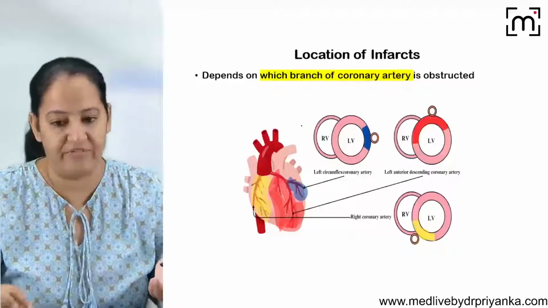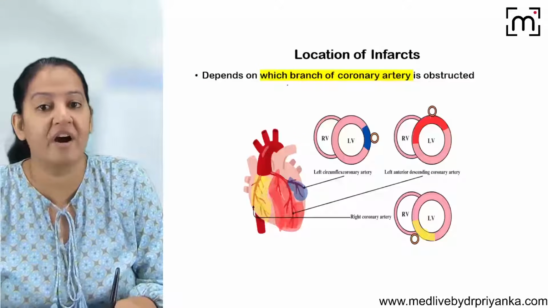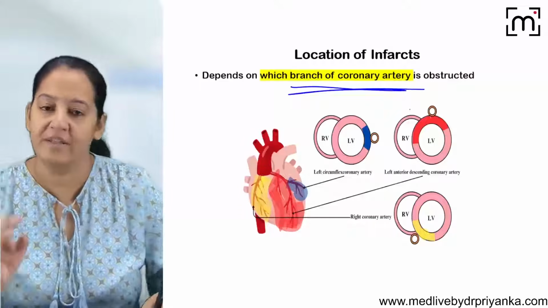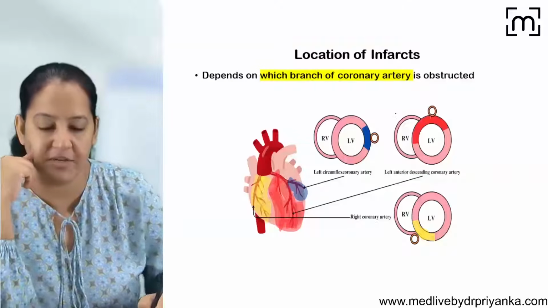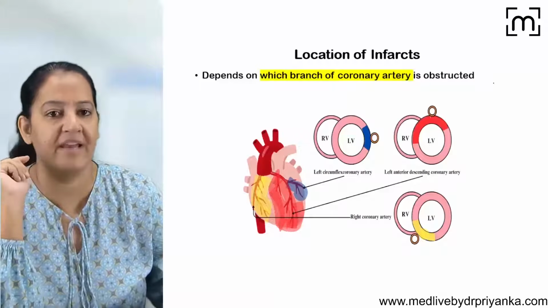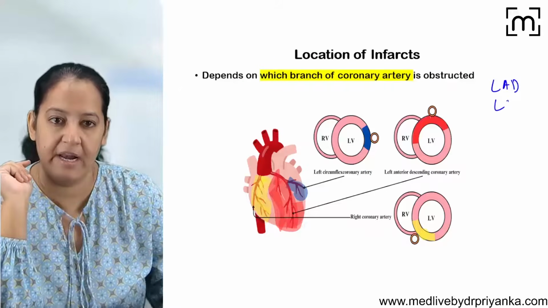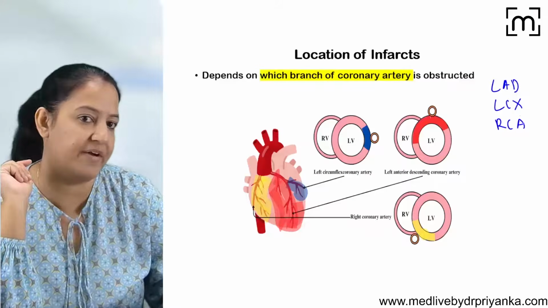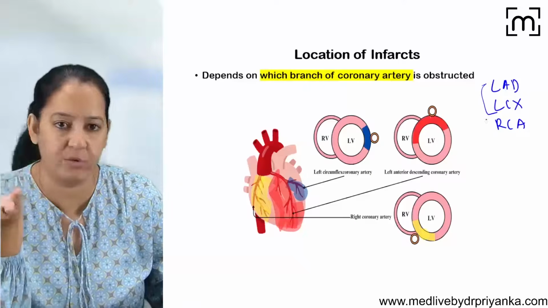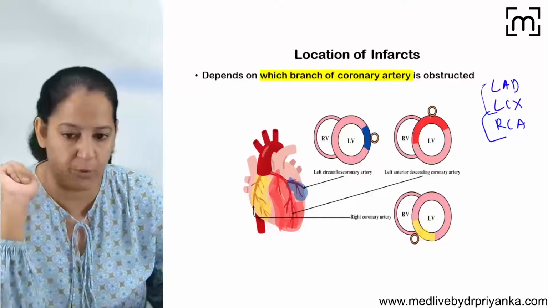Now, what is the location of infarct? I already told you the location of the infarct depends on the branch of the coronary. There are three types of coronary arteries. What are they? Left anterior descending, left circumflex, and right coronary artery. The left coronary artery has two branches, the right doesn't have any further branch. So there are a total of 3 coronaries.